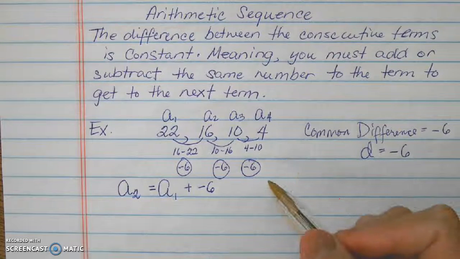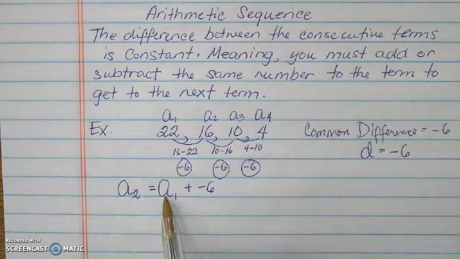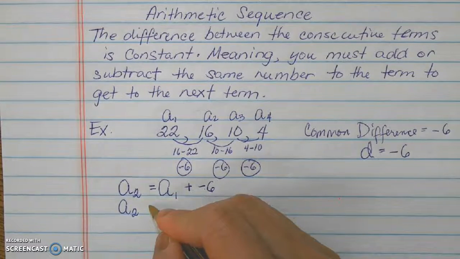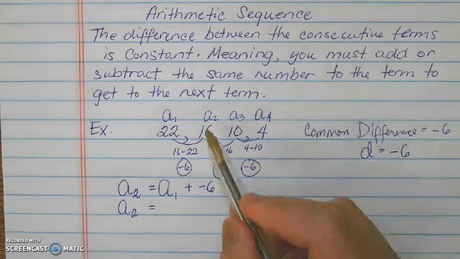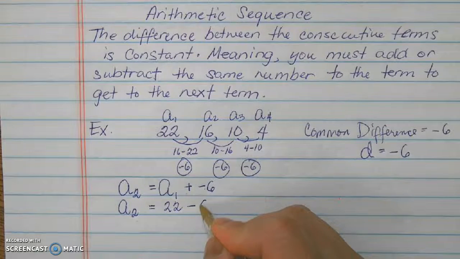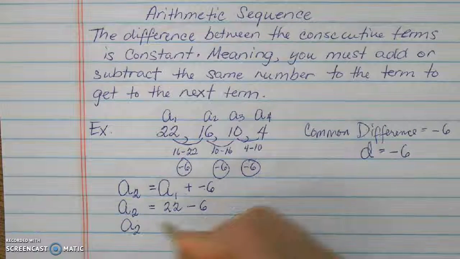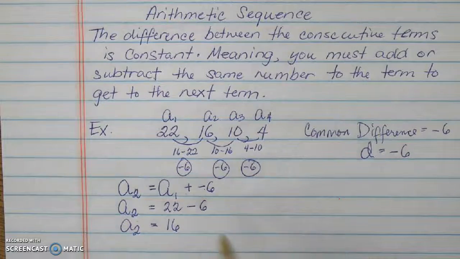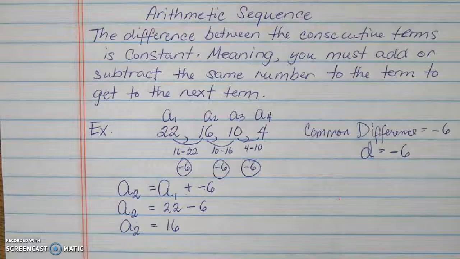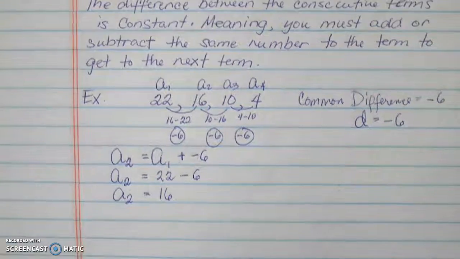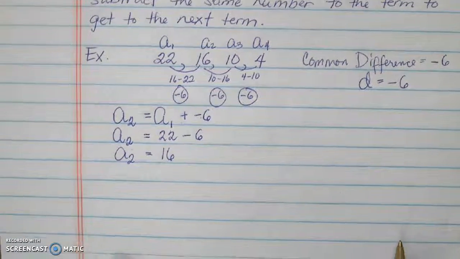Now, let us put our A1 here. So my A2, pretending that we don't know our A2, is now equal to our A1, which is 22, plus negative 6, which is the same as minus 6. So my A2 is 16, which is accurate. What we're doing right now is we're just exploring how to derive the formula. So later we're going to have our own derivation of the formula.